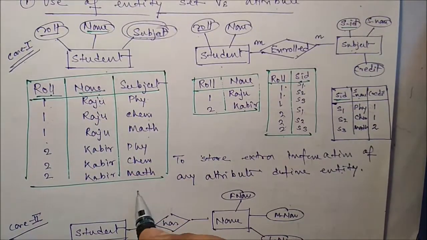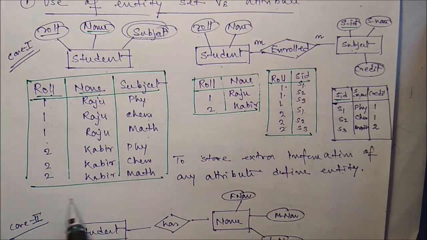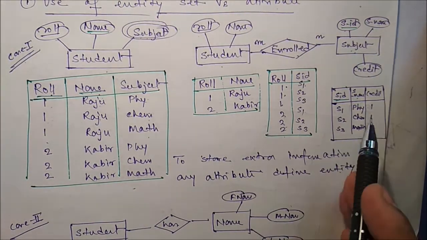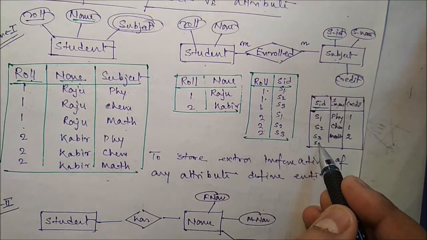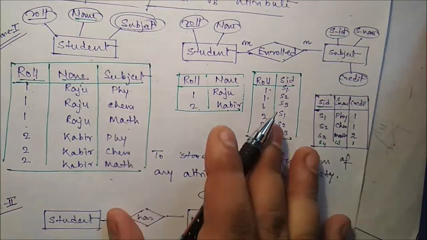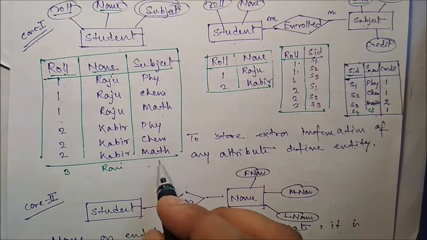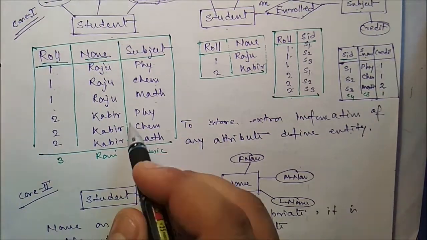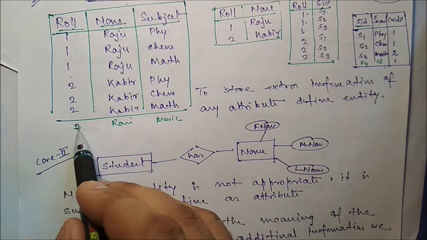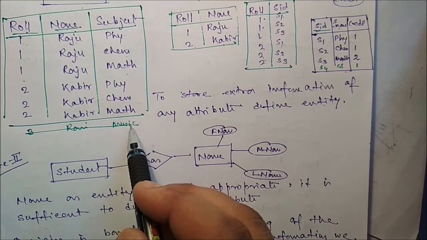Similarly, suppose we want to insert a new subject. It is not possible here because no one has registered for that particular subject. But in this case we can insert a subject, say S4 is a new subject, named computer science, with credit 1. We can easily insert it. Or suppose one student, roll number 3, named Rani, has the subject music. Now Rani wants to leave this college, so we have to remove this information. That means simultaneously we are removing the music information.